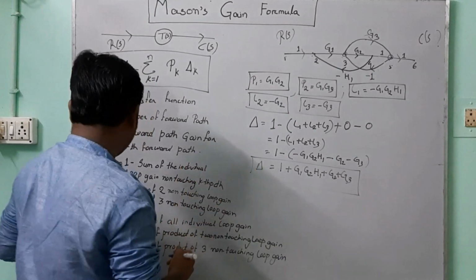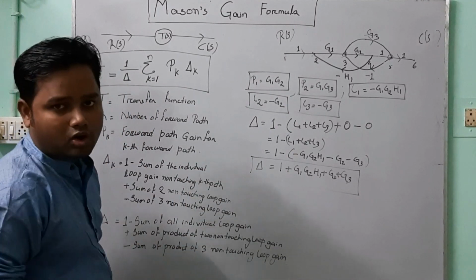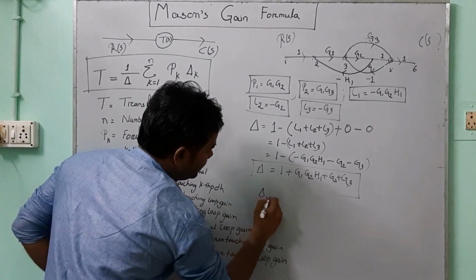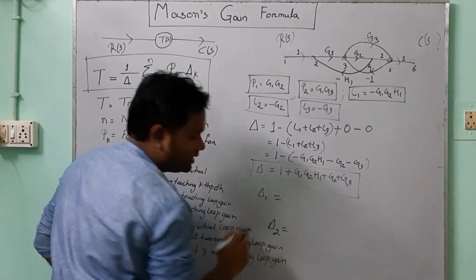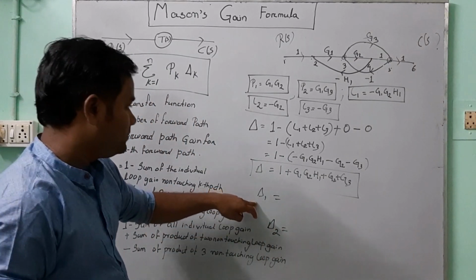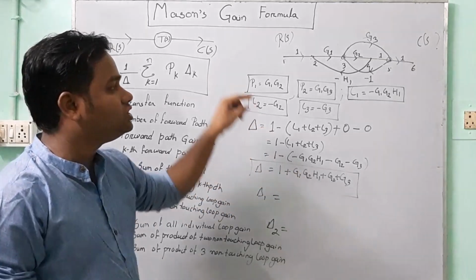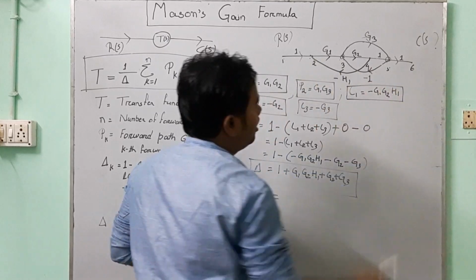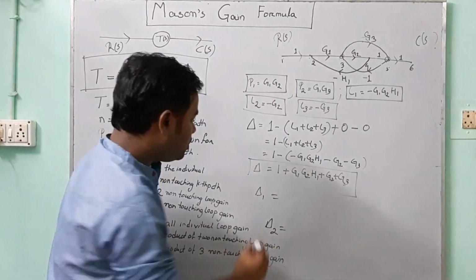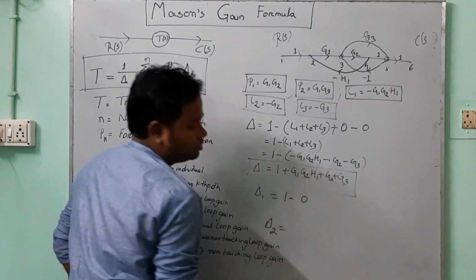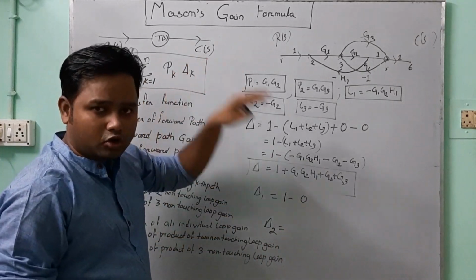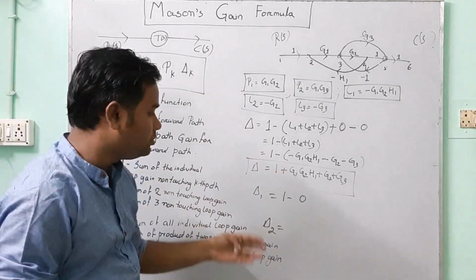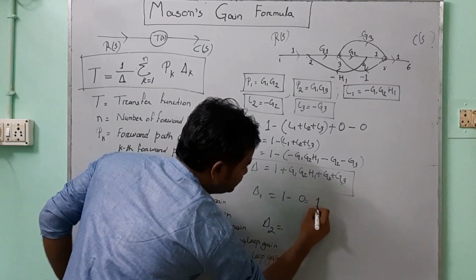Now del K. K is the forward path. We have two forward paths, so we can find del 1 and del 2. What is del 1? Del 1 means 1 minus the loop which is not touching the path 1. We know that path 1 from 1 to 6 is a straight line. All the loops are connected to it. So del 1 will be 1 minus 0, because here there is no other loop which is not touching path 1 and also no two non-touching loop and three non-touching loop. So value of del 1 is equal to 1.